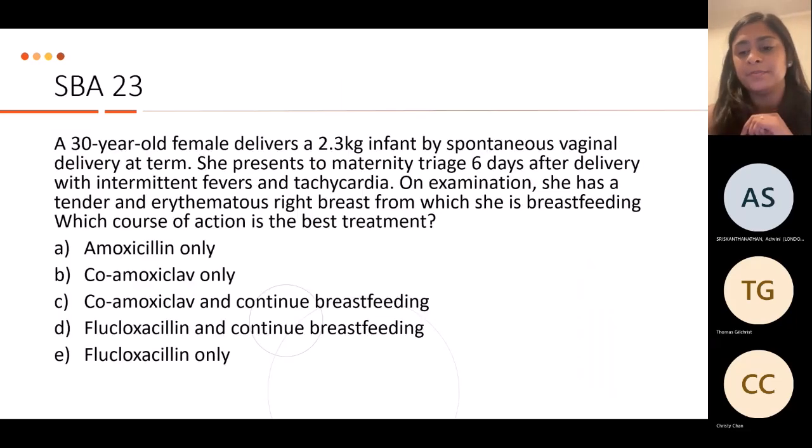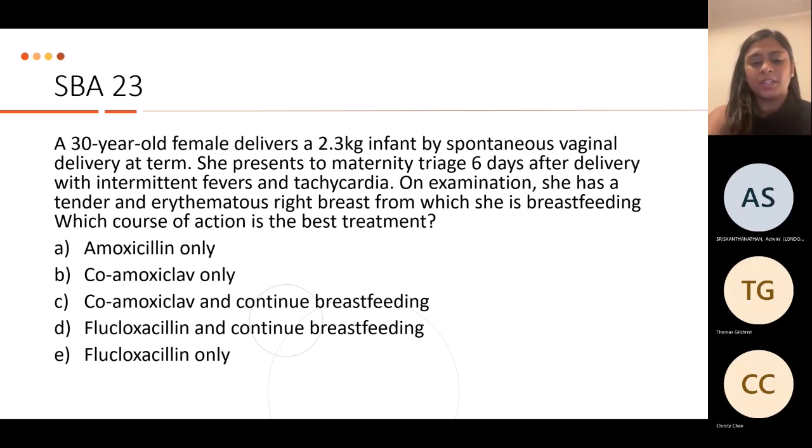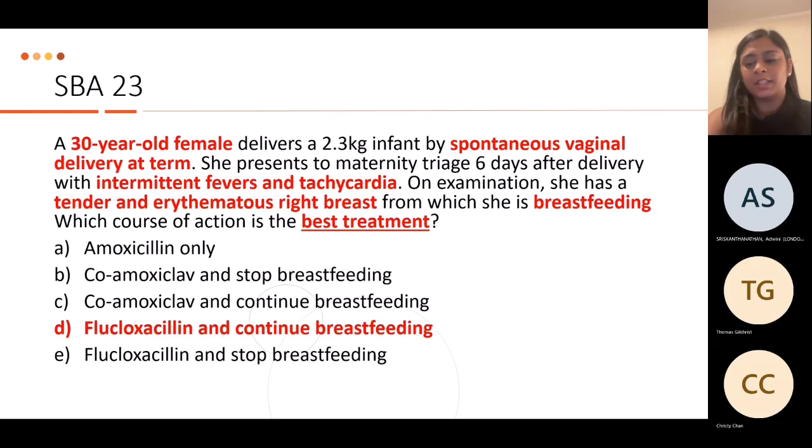But one final question, which is very similar in naming. We've got a 2.3 kilogram infant who's been delivered by an SVD at term. She presents 6 days after her delivery with fevers and she is tachycardic. She's tender and has an erythematous right breast from which she's breastfeeding. Which course of action is the best treatment? Which I think you all got correct, which is flucloxacillin and continue breastfeeding. So hopefully that makes sense and doesn't really need further explanation.